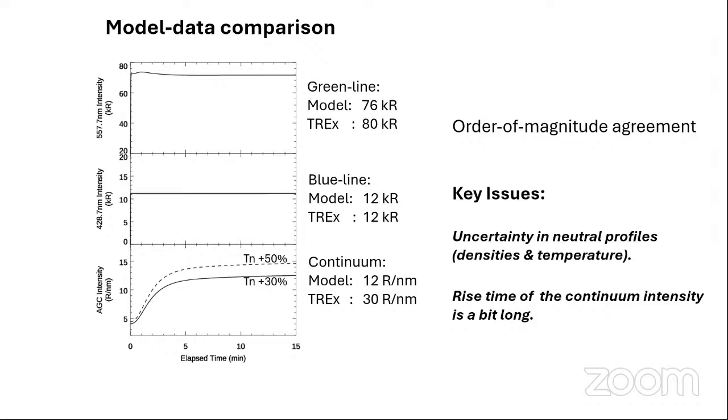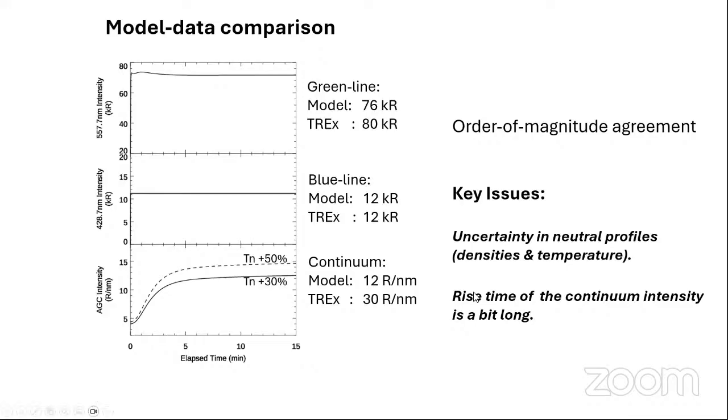But of course there are some challenges and issues. One of the key issues, the major uncertainty, is the neutral atmosphere, as I mentioned. I don't have a self-consistent neutral atmosphere module. For example, if I give an ad hoc increase of 30% over the empirical model neutral temperature, versus a 50% increase of the neutral temperature, I get a continuum intensity of about, I think, 15 rayleighs per nanometer instead. So it's a little bit sensitive to this choice of the neutral profile.